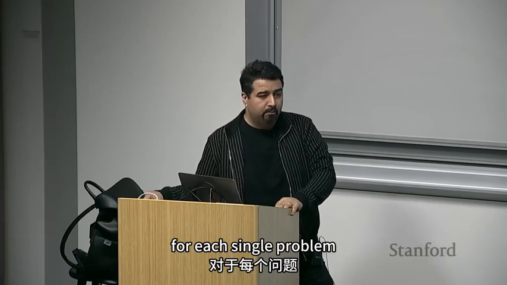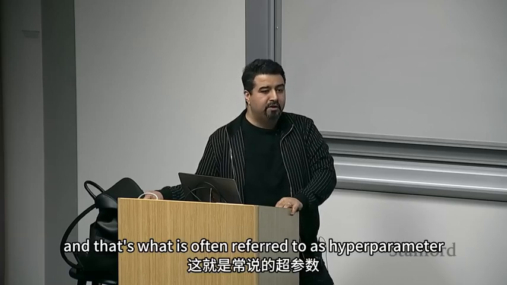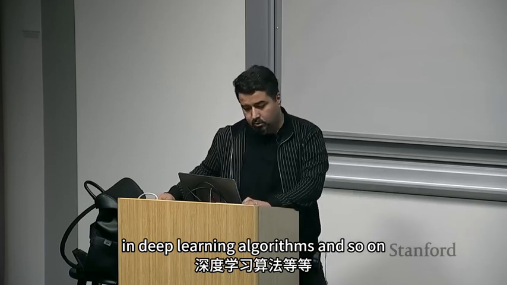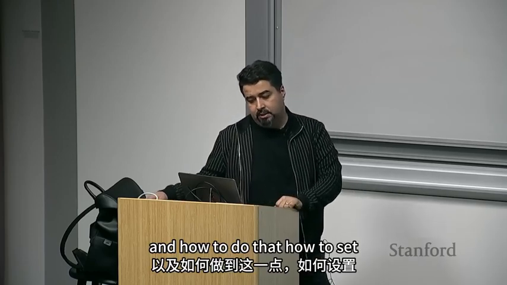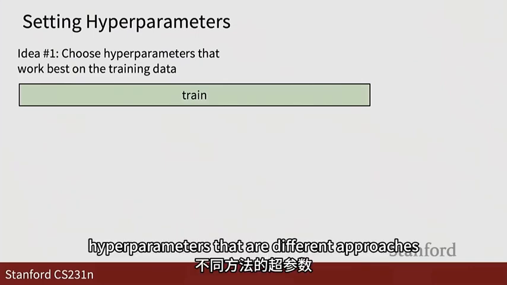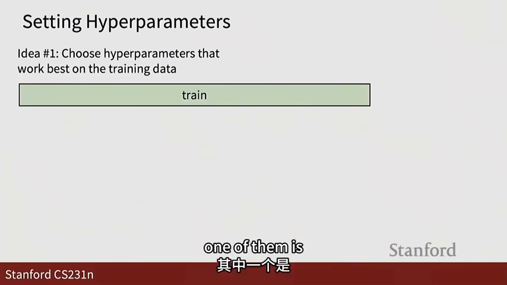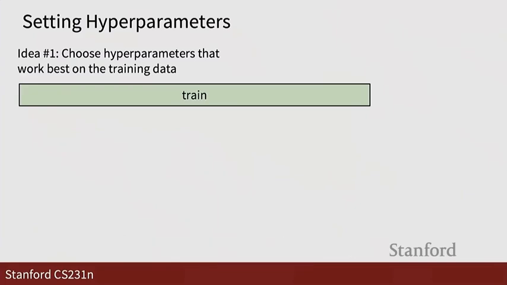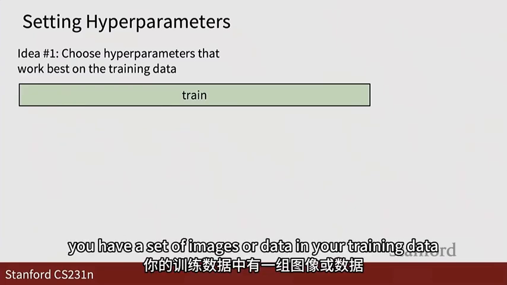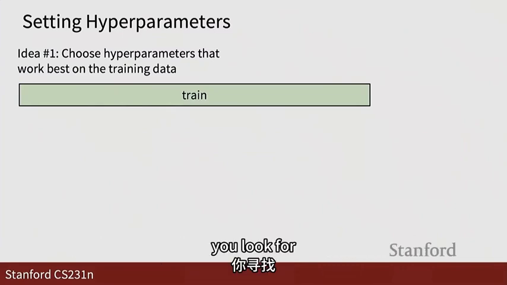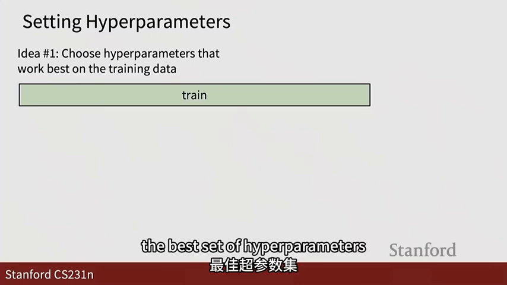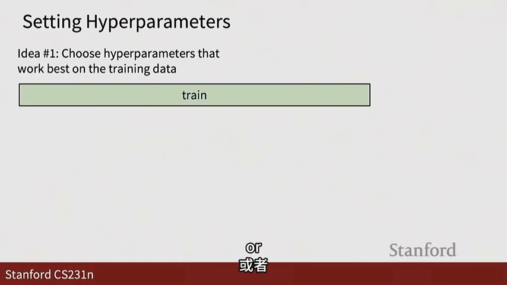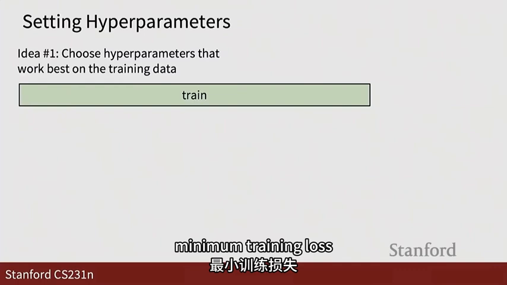for each single problem. And that's what is often referred to as hyperparameter tuning in machine learning algorithms, in deep learning algorithms, and so on. And how to do that, how to set the hyperparameters, there are different approaches. One of them is to choose the hyperparameters that work the best for the training data. So you have a set of images or data in your training data. You look for the best set of hyperparameters that generates the best training or minimum training loss.